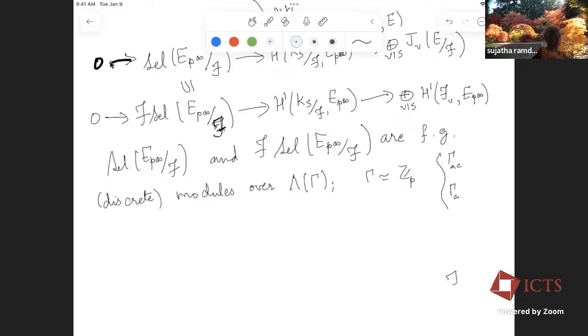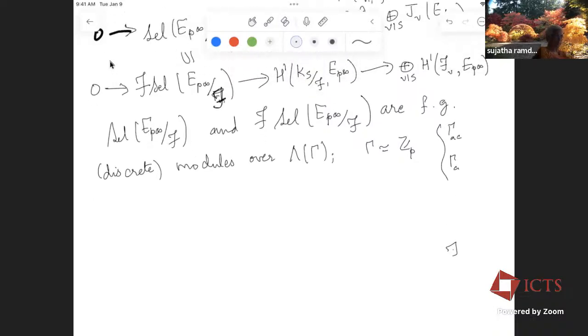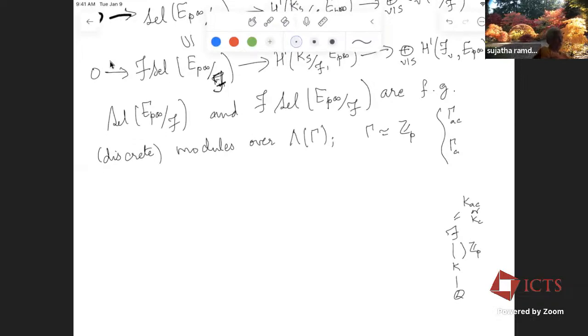Okay, so again, let me draw this diagram. I have F over K over Q, and F is either K anticyclotomic or K cyclotomic, and this is the Z_p extension. So these are finitely generated modules, and now what is known? We know that now I'm going to make two assumptions. Well, two different cases. P is ordinary. P is an ordinary prime.